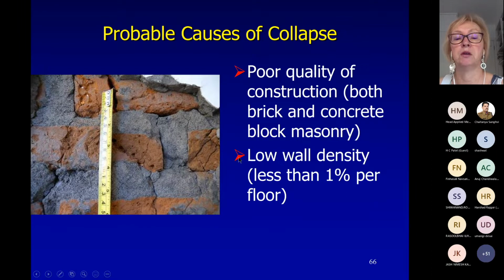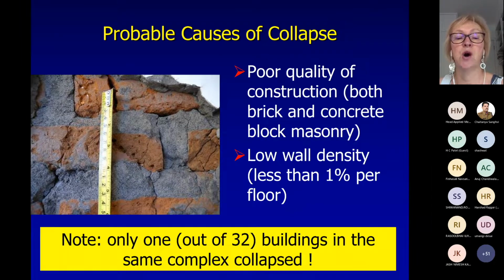And also, the colleagues from Chile calculated this wall index. It was less than 1% per floor as well in this building. So only 1 out of 32 buildings in this complex collapsed. So it was 32 buildings which were completely identical. And both in case of this building and the previous building in the other city, there is also an indication, but it was not confirmed, that there were some renovations done at the ground floor level, and that some openings were created in the load-bearing walls at the ground floor level, and that could have also contributed to the collapse of both these buildings.